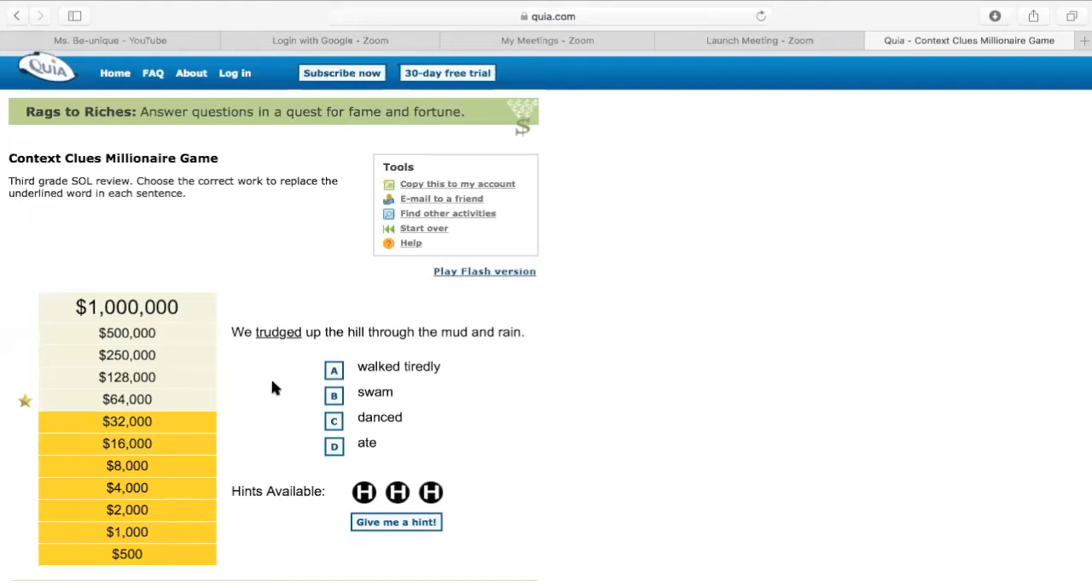All right, we have the word trudged. We trudged up the hill through the mud and rain. Is it A, walked tiredly, B, swam, C, danced, or D, ate? Okay, good.